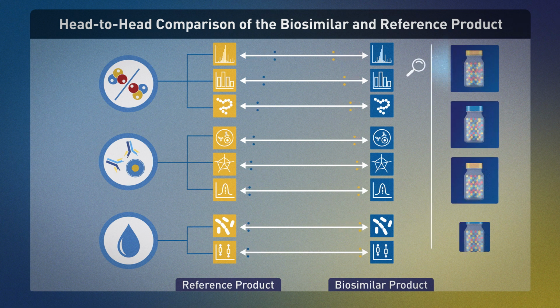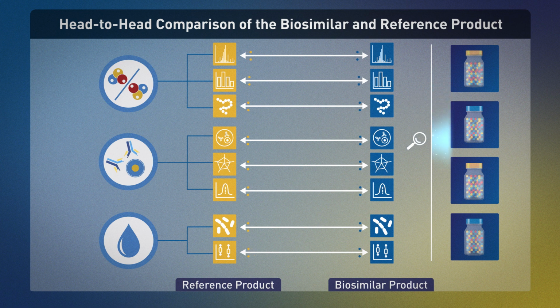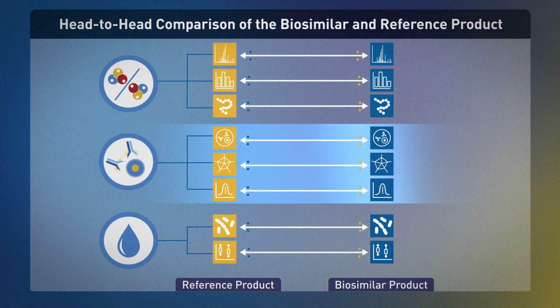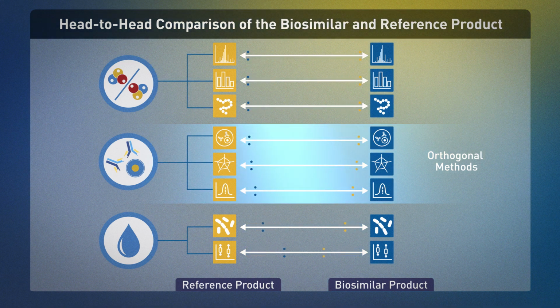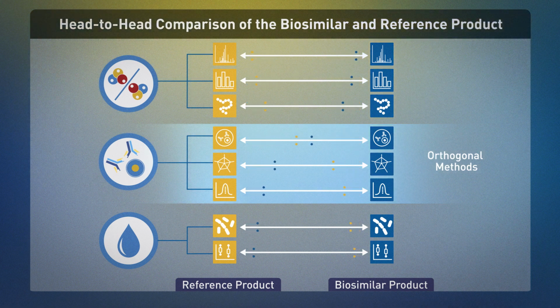Highly sensitive analytical methods allow manufacturers to measure molecular properties across multiple lots of both the proposed biosimilar and the reference product. Manufacturers often apply multiple complementary techniques or orthogonal methods to better analytically characterize the properties of each product and further support the high similarity, or more sensitively assess for potential differences between them.